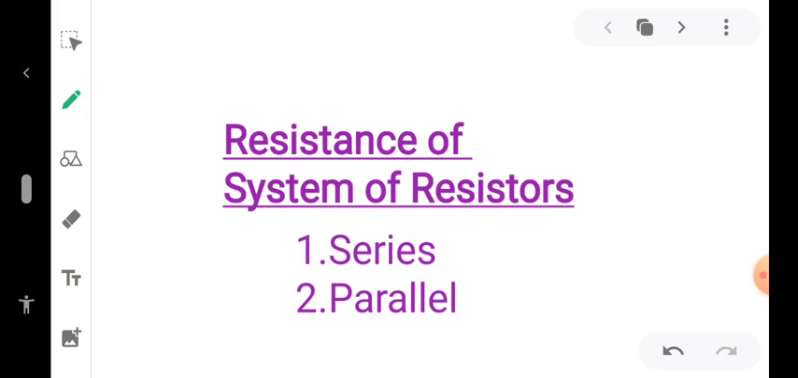For series connection, we have a separate kind of calculation by which we can calculate the total value of resistance. For parallel connection, we have separate steps to calculate the total value of resistance. Let us discuss these two types in detail in this class.